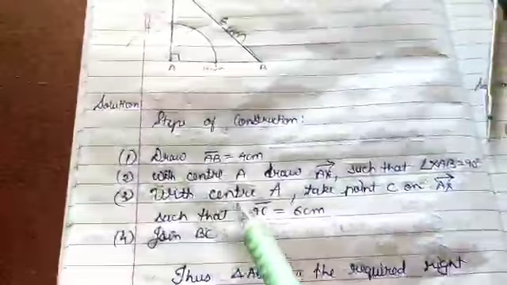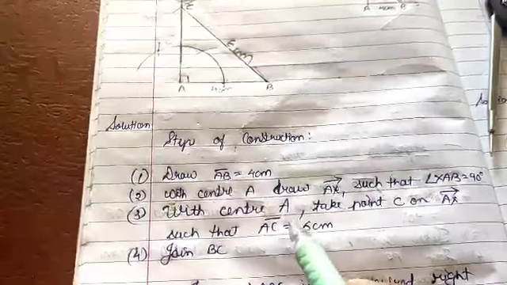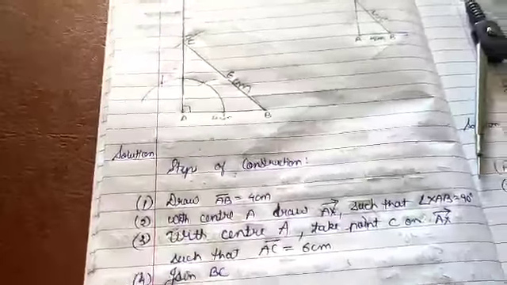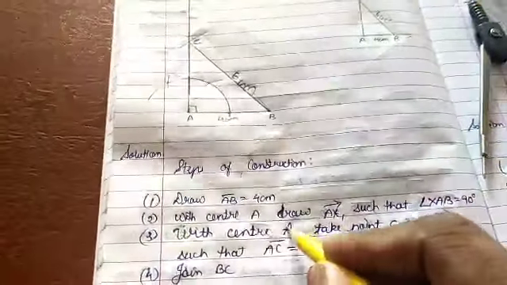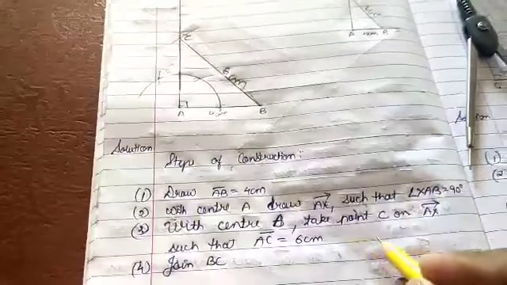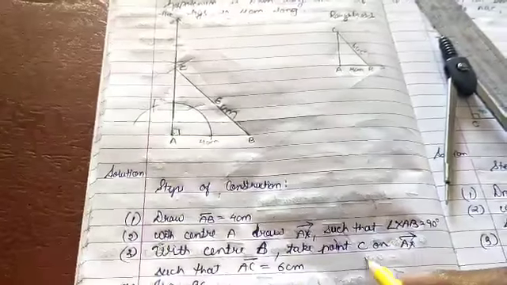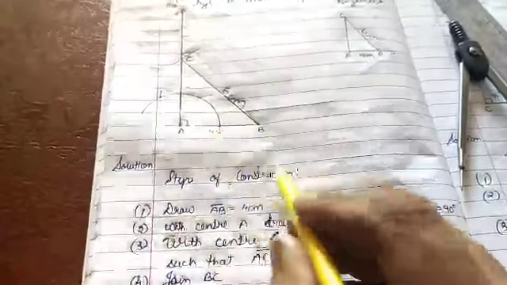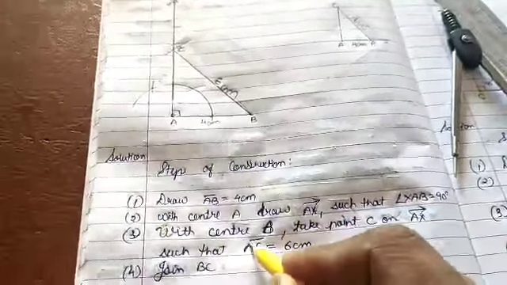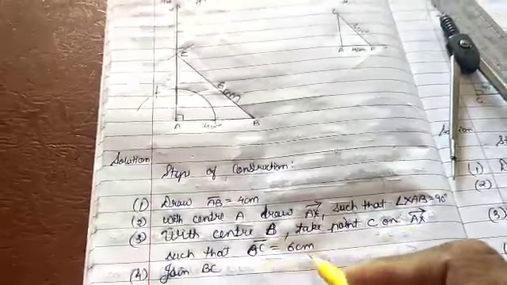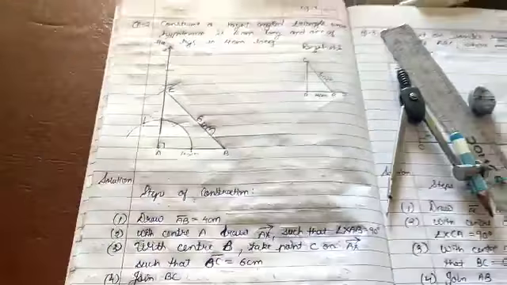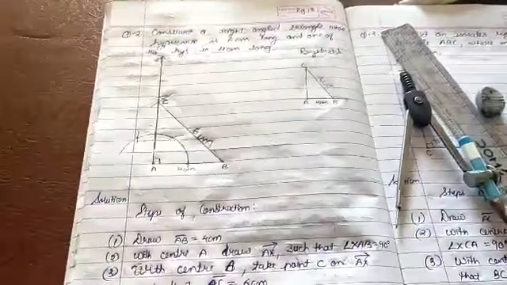See here, with center B. Here you have to write B, not A. With center B, take point C on ray AX such that BC equals 6 centimeter. So join BC. This is how we used to get our required triangle.